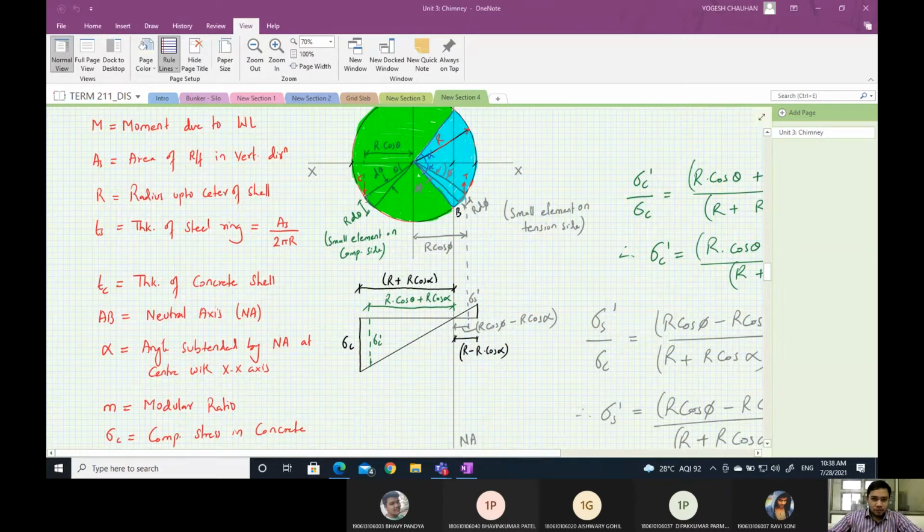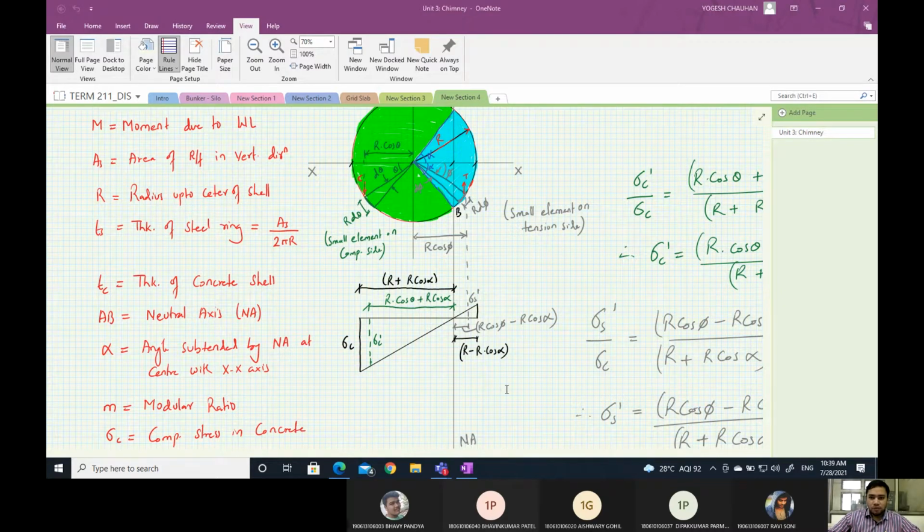Then this is the stress diagram. So sigma C is the compressive stress in concrete, and sigma S is the tensile stress in steel. So we find the stress at the level of the small element, because we are going to integrate it over the entire length. Let the stress corresponding to this small element be sigma C dash. Similarly, the stress corresponding to the small element on the tension side be sigma S dash.